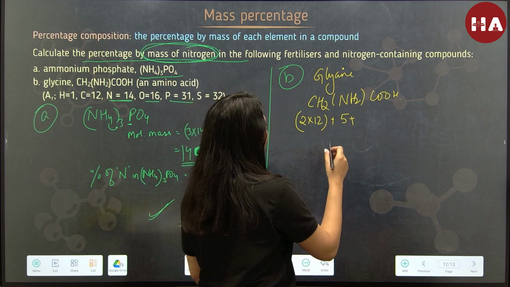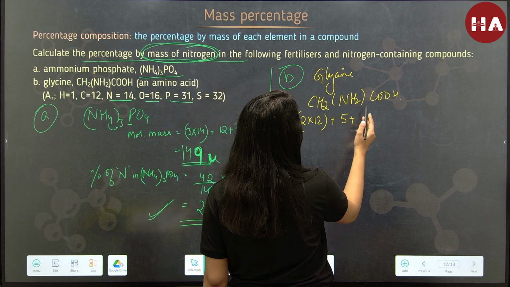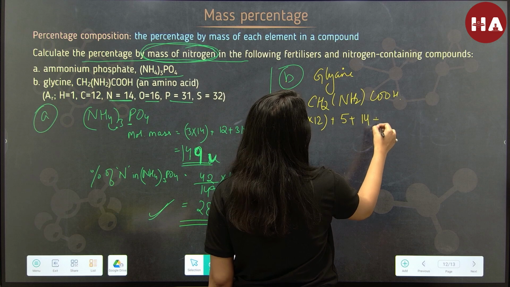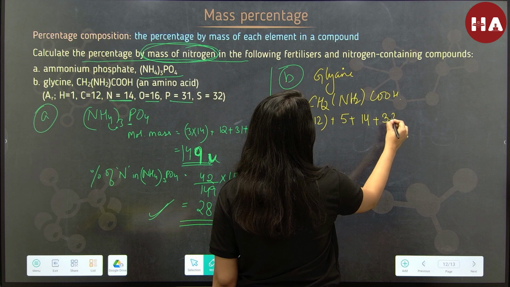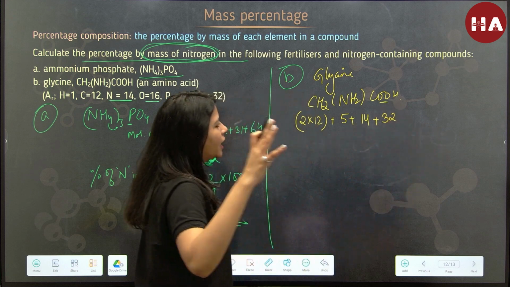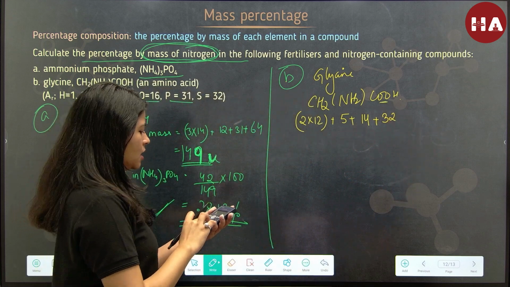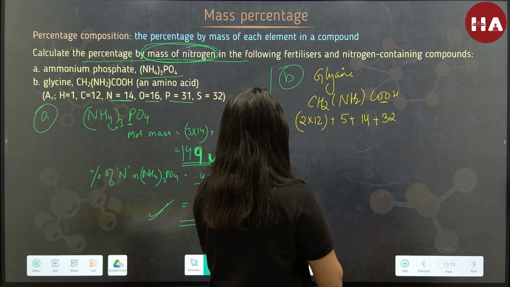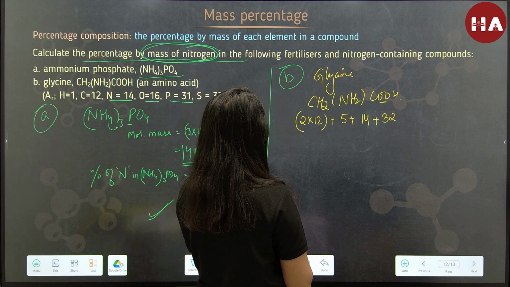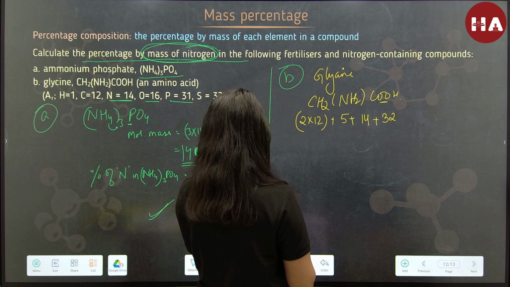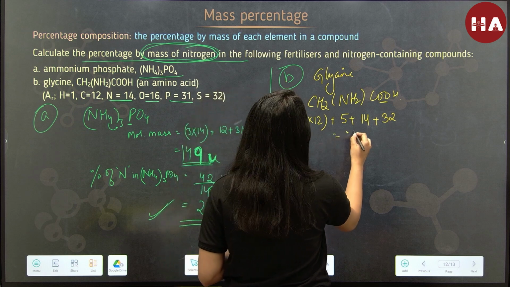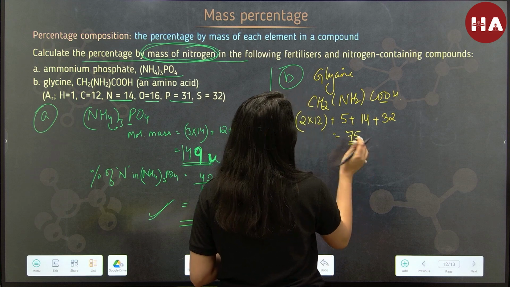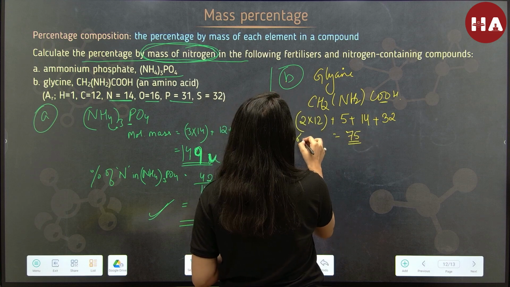So I am not mentioning that. How many nitrogen? Only 1 nitrogen. So 14 plus how many oxygen? 2 times 16, which is 32. 2 oxygen present, so 2 times 16 is 32. Now let's quickly solve this. 24 plus 5 plus 14 plus 32, which will give you 75. So this will be equal to 75. This is the molecular mass.